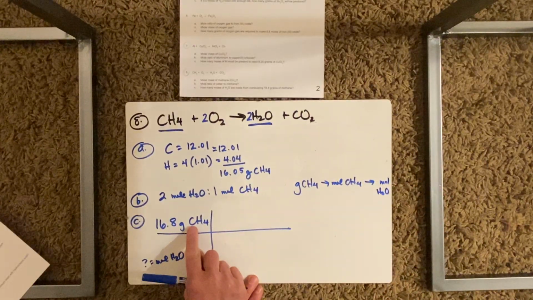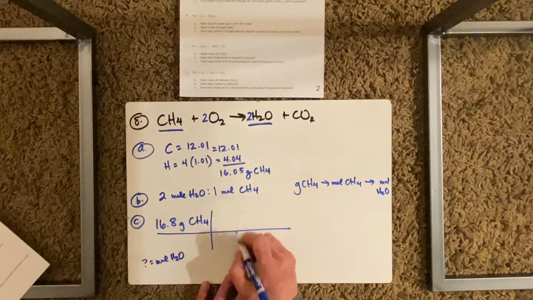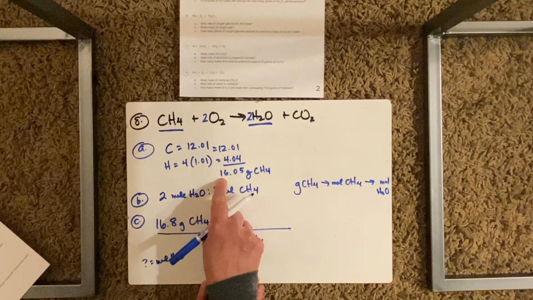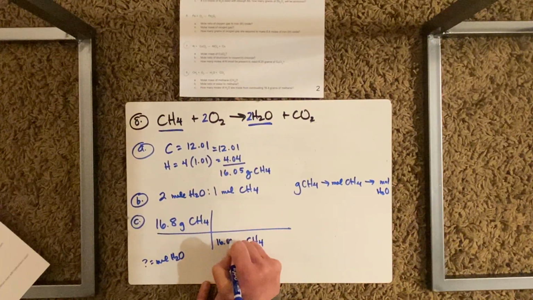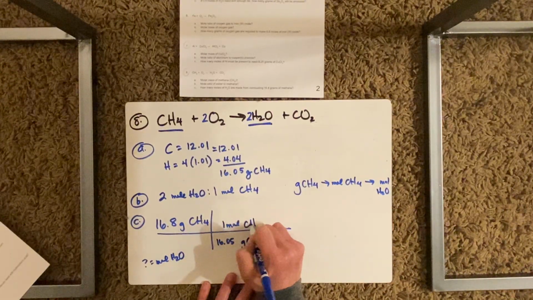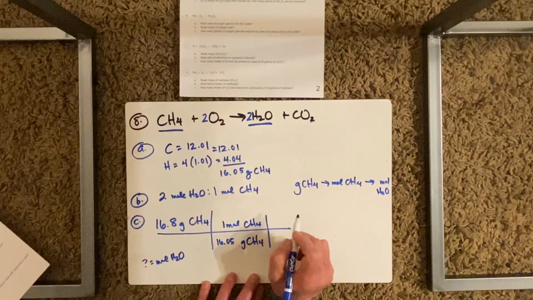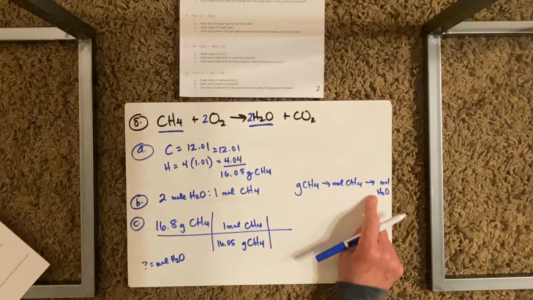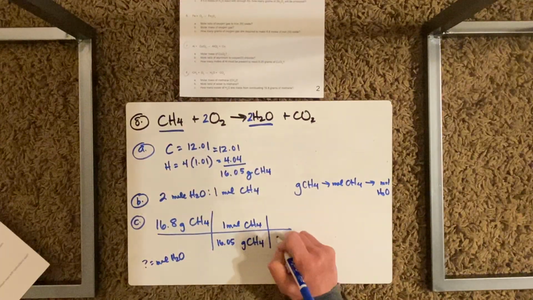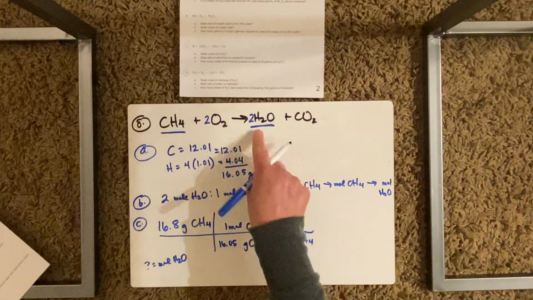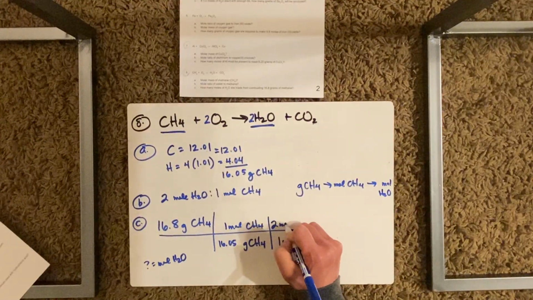Okay, so if we've got grams of methane here, we need it down here. So we're going to put grams of CH4. This comes from our molar mass, which is 16.05, and that always equals 1 mole. Then we're going to do our mole to mole ratio right here. So right here, 1 mole of our methane is equal to 2 moles of water.